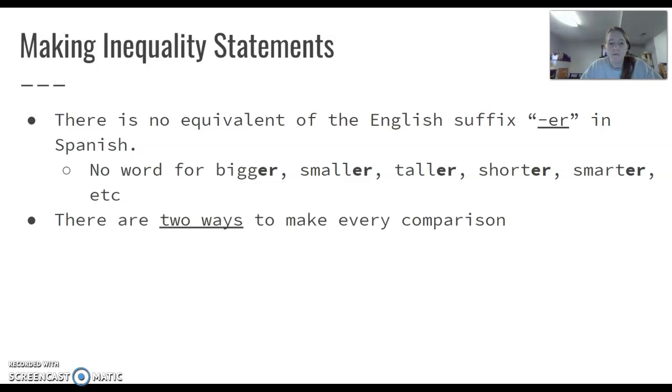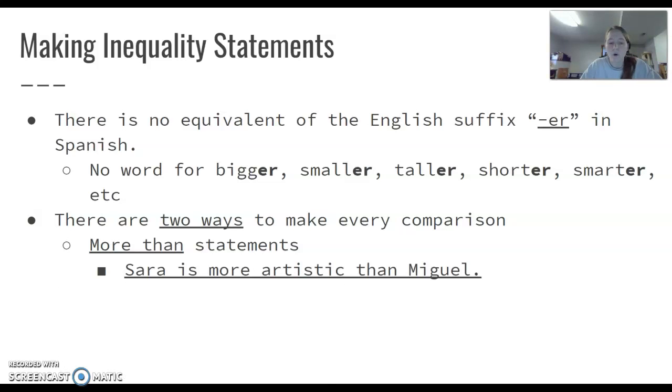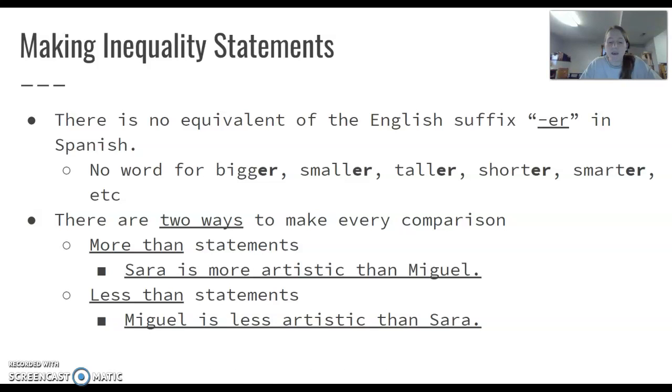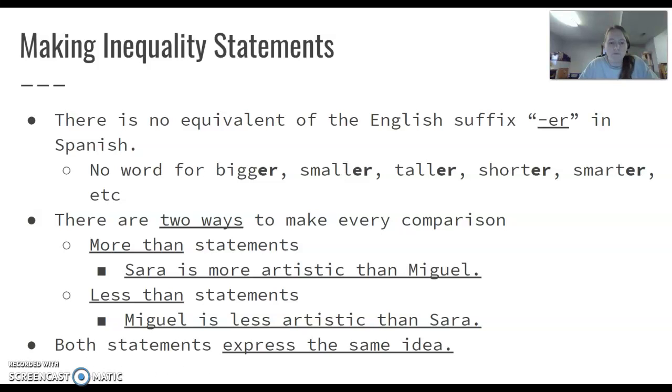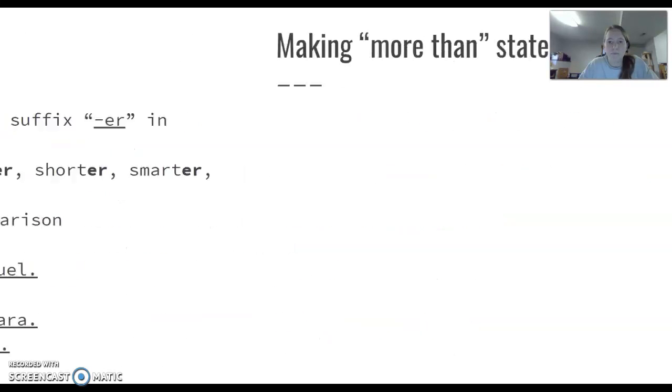So we are going to use either más que statements, more than statements, or less than statements. So Sarah is more artistic than Miguel, or Miguel is less artistic than Sarah. Those both state the same idea. So there's going to be more than one way to say most of these comparisons. But the important thing is that the idea is expressed, and two, that everything matches grammatically.